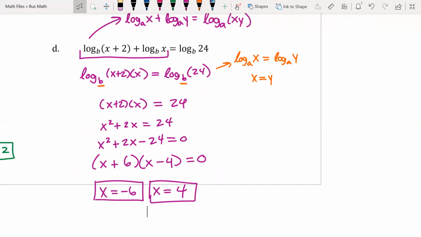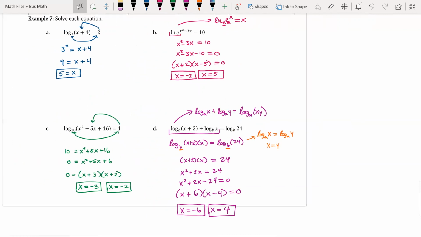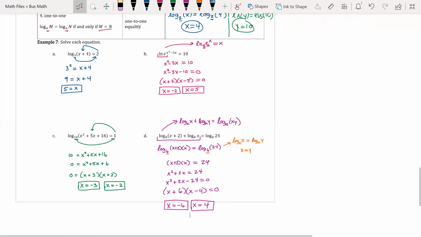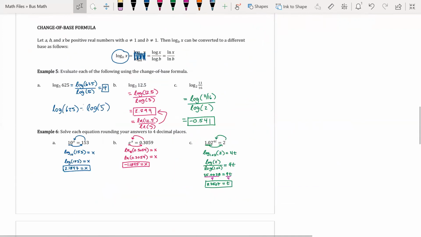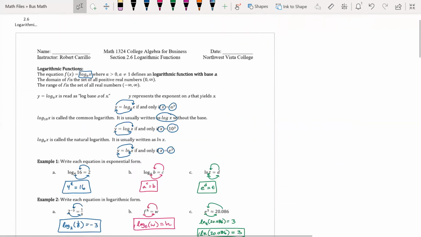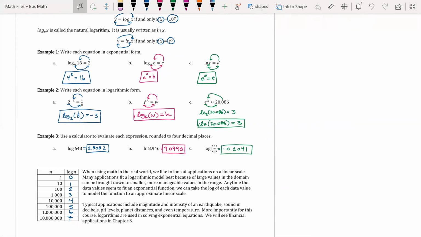All right, cool. And those are logarithms. Easy enough. All the properties associated with them, good. Okay, and we are done.